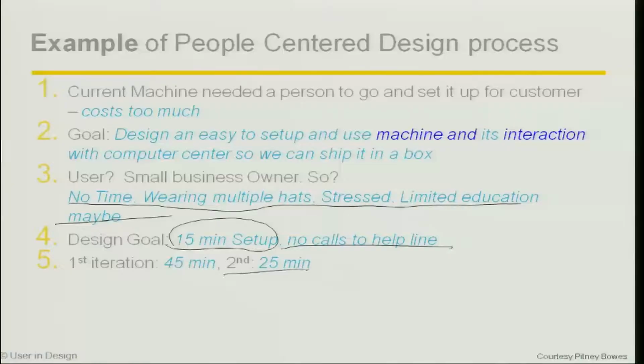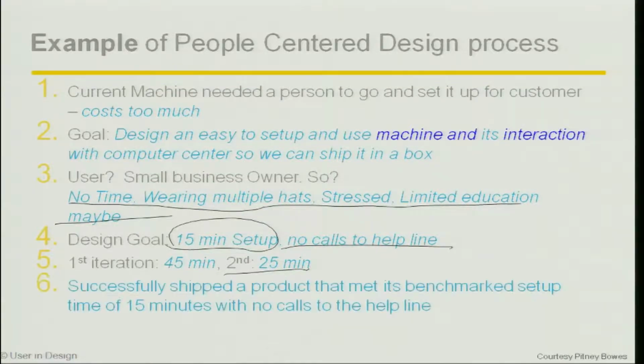We made revisions, changed things, and all. In the second revision, we brought it down to 25 minutes. They were able to set it up in 25 minutes. And then finally, we were able to successfully ship a product that met its benchmarked setup time. And you will hear this word benchmark later again. The benchmark was 15 minutes with no calls to the helpline.